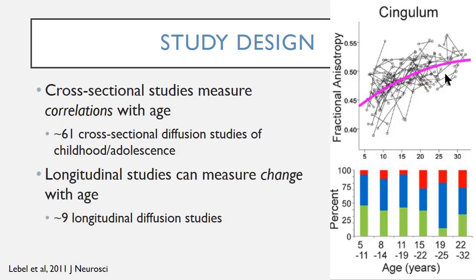Longitudinal studies can measure change with age. They don't always. Some, like up here, we fit a trajectory to our data, which isn't actually measuring change within individuals, but then we also binned individuals and looked at how many of them had an increase in FA, a decrease in FA, or no change. So longitudinal studies can measure change within individuals, and certainly some of them do. There aren't really that many longitudinal studies using diffusion to investigate development.